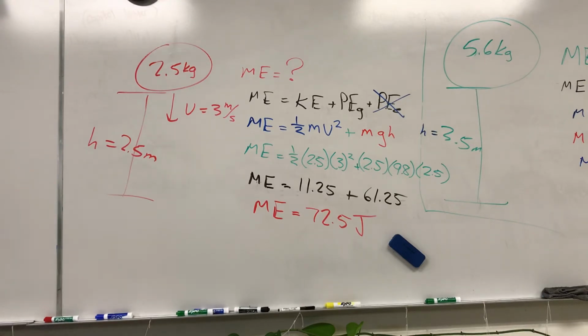Why don't you try number 6? How much energy does a 5.2 kilogram ball have that has a height of 12.5 meters and is falling at 3.5 meters per second? Again, units of meters is important, units of meters per second, kilograms, those tell us things.